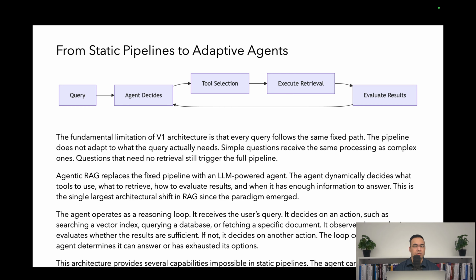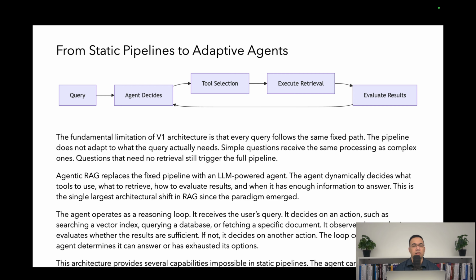Agentic RAG replaces the fixed pipeline with an LLM-powered agent. The agent dynamically decides what tools to use, what to retrieve, how to evaluate results, and when it has enough information to answer. The agent operates as a reasoning loop. It receives the user's query, it decides on an action such as searching a vector index, querying a database, or fetching a specific document. It observes the results, it evaluates whether the results are sufficient. If not, it decides on another action.